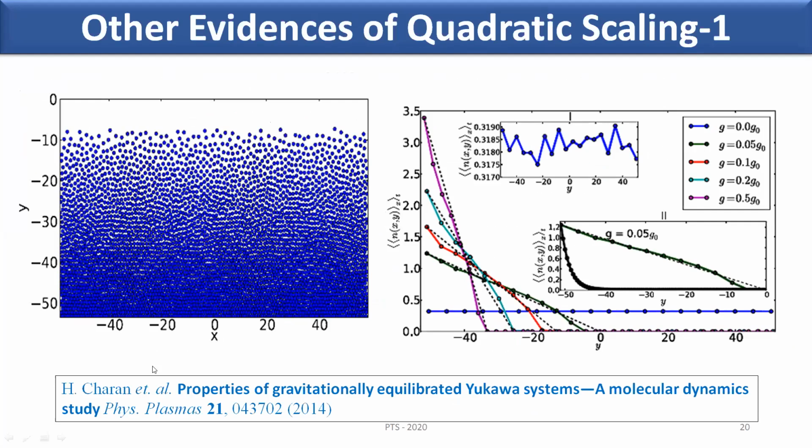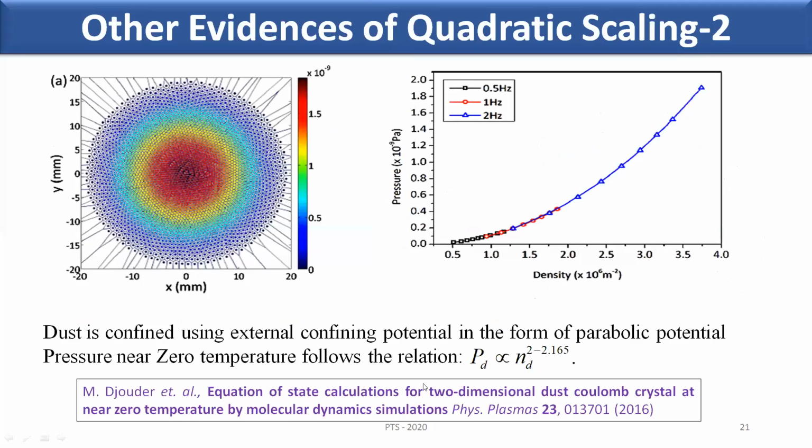For example, here you can see in this slide, in the lower region, the Yukawa system is in a strongly coupled regime. Still, it follows the linear density profile, which means if we calculate it back, the pressure goes as the square of the number density here. Another evidence is from this paper.